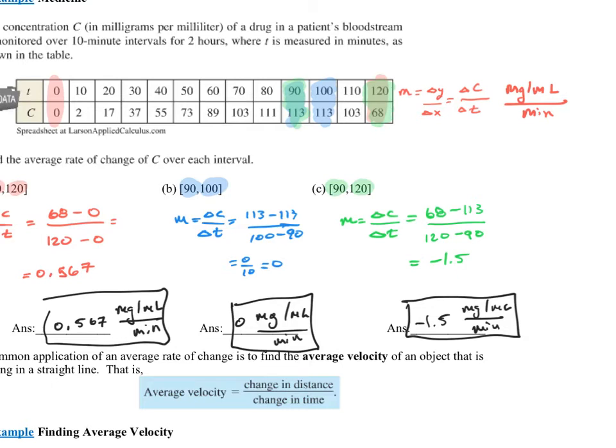Now that doesn't mean that that's what it did. It didn't go down each minute. It didn't go down that much. It just means on average over that entire time period, that's what it went down by.